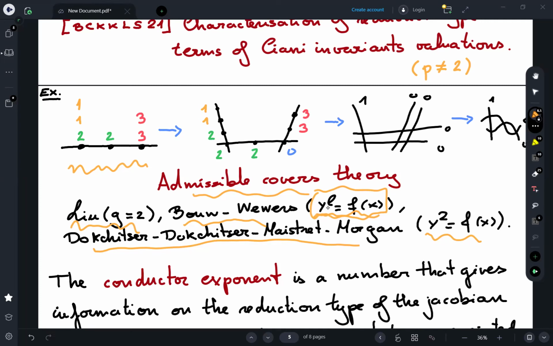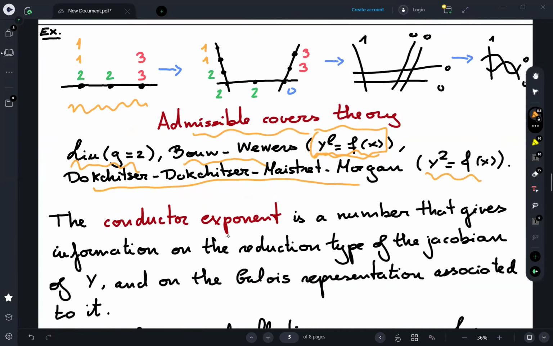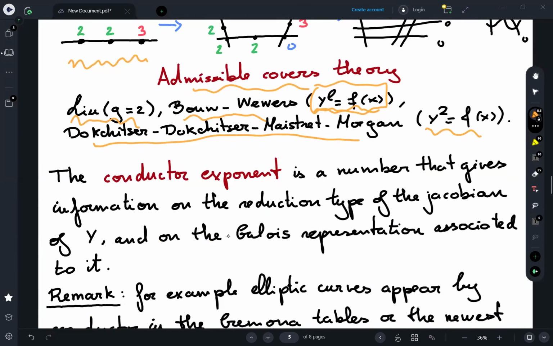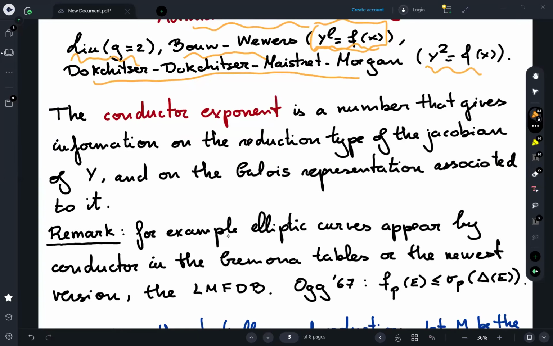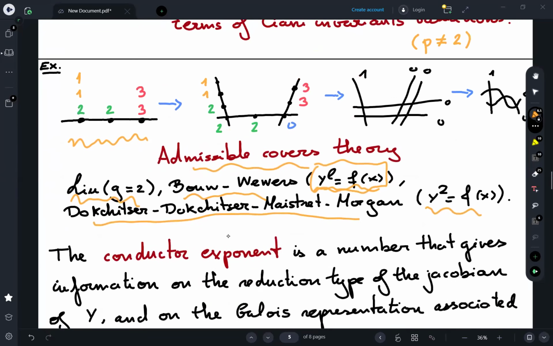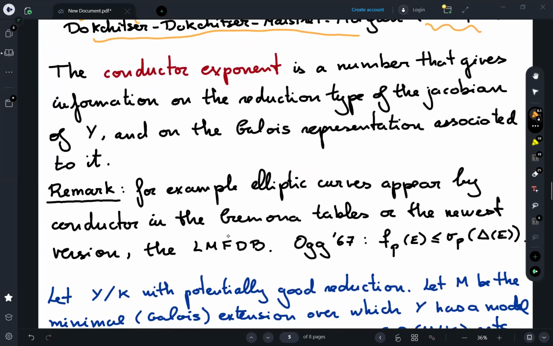Okay, but that was the previous paper, and in this paper, in the 15 minutes max that I have, what I want to talk about is the conductor. What is the conductor? So the conductor exponent, because if you think about this, the reduction type, this is really geometry, as I told you.